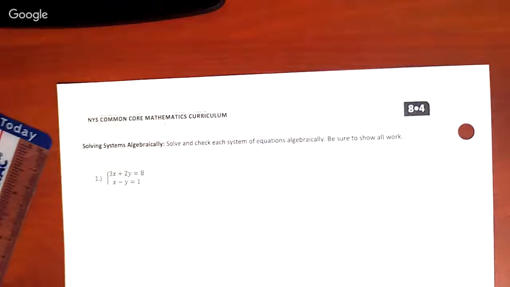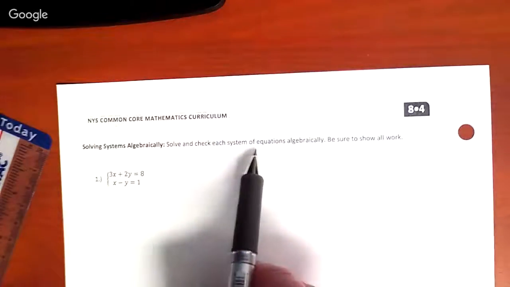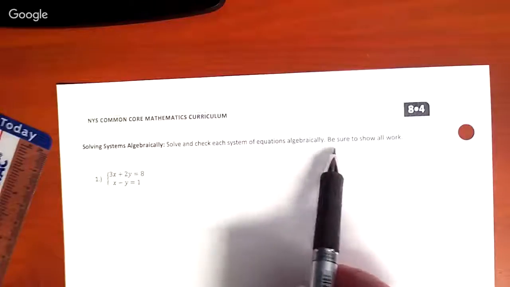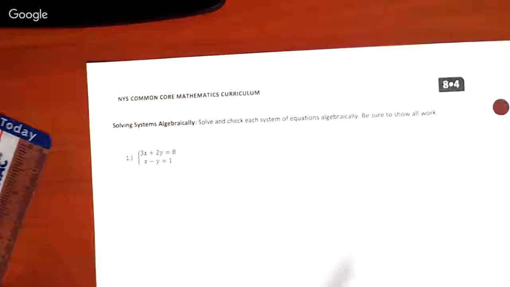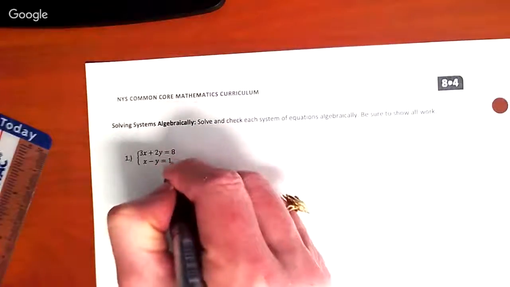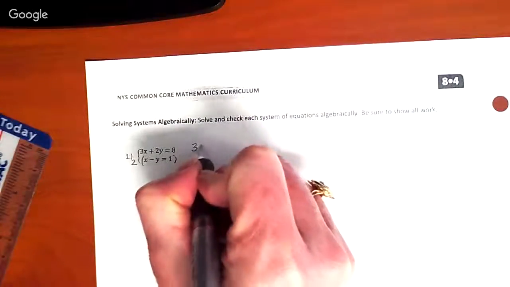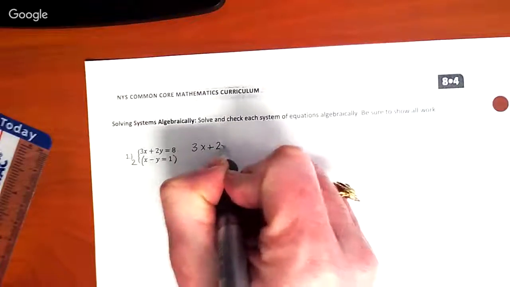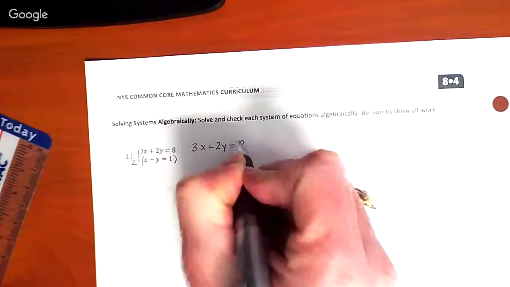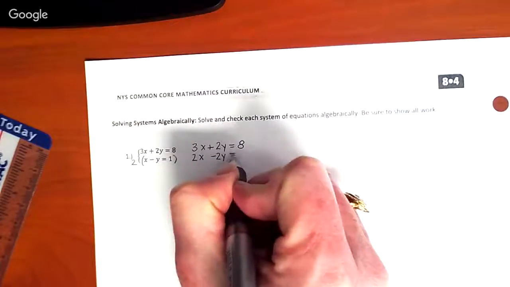Our next two problems say solve and check each system of equations algebraically. Be sure to show all work. So this first one, I'm going to multiply our second equation by 2 and eliminate. So I have 3x plus 2y equals 8, and I have 2x minus 2y equals 2.